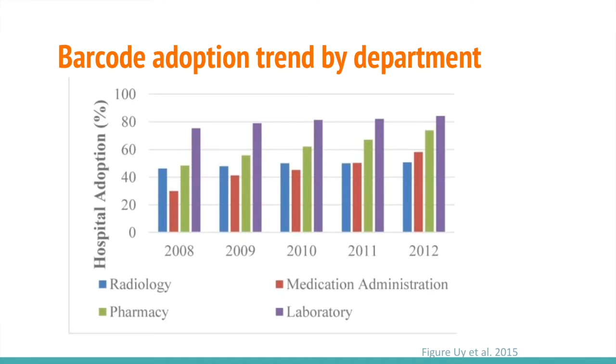So just looking at this chart, we wanted to see what the barcode adoption trend by department was going to be within one of our studies. And this showed that for hospital adoption, between radiology, pharmacy, medication administration, and laboratory, there were fairly significant increases in each facility from both medication administration, pharmacy, and laboratory.